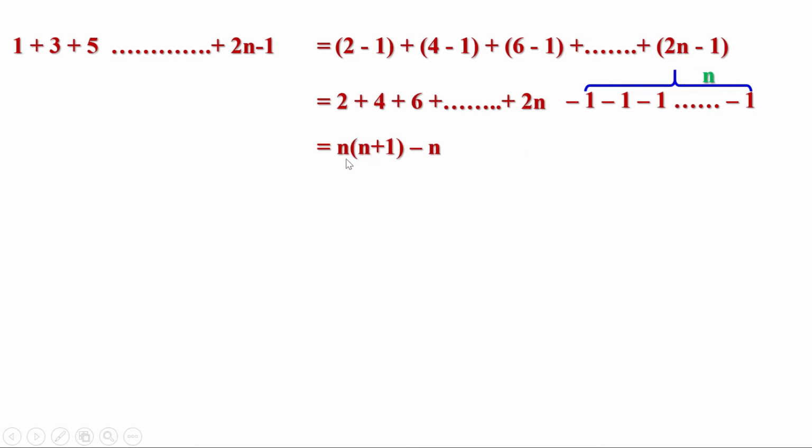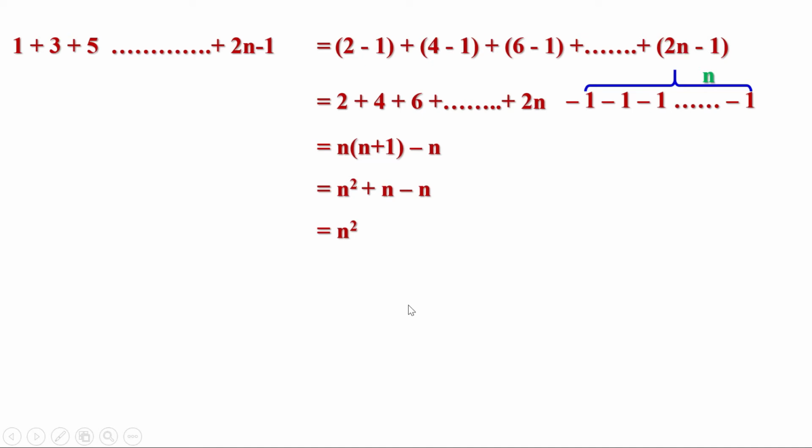N into n is n square. N into 1 is n. So we can write n square plus n minus this n. N minus n is 0. So we get n square. That is, sum of first n odd numbers is n square.